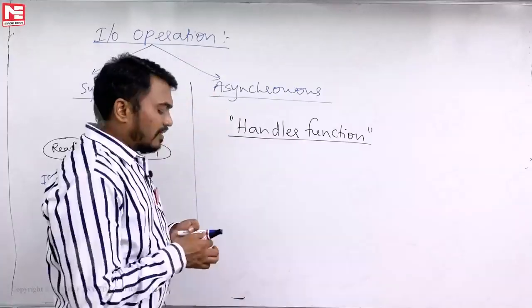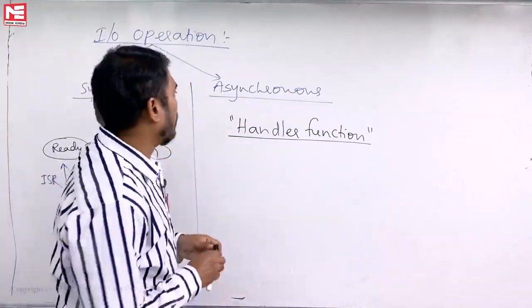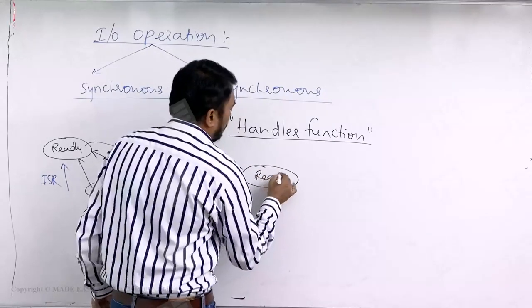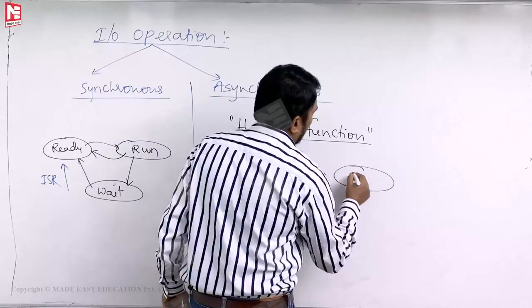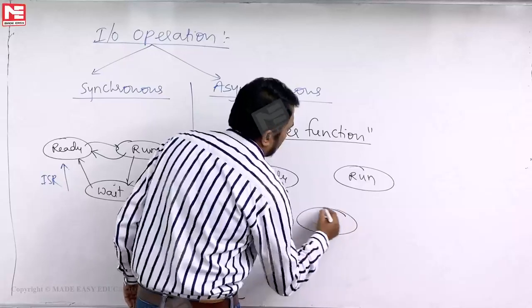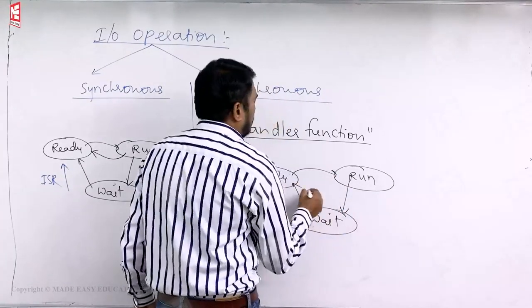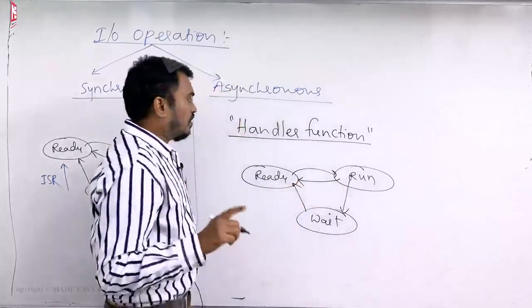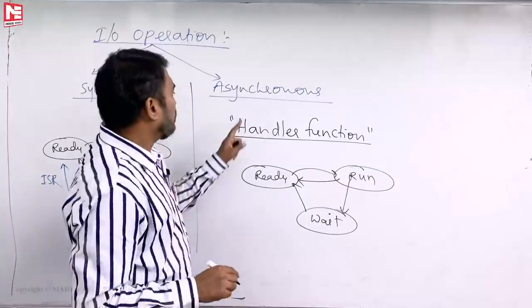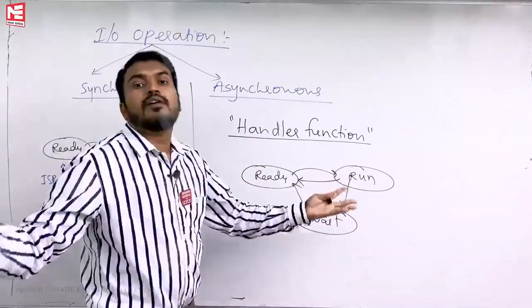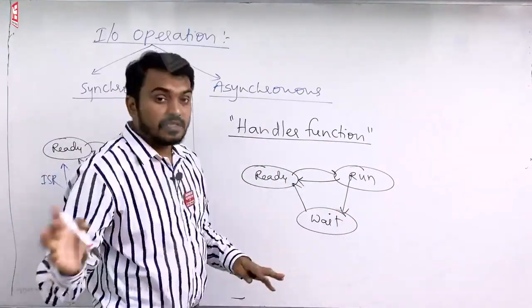Full stop. I will explain all this, don't worry about it. In asynchronous IO, listen here. Let's say you have the ready state here, the running state here, and this is a wait or block state. Understand carefully all the points here. What was the first point? Asynchronous IO is a completely different, special type of IO.